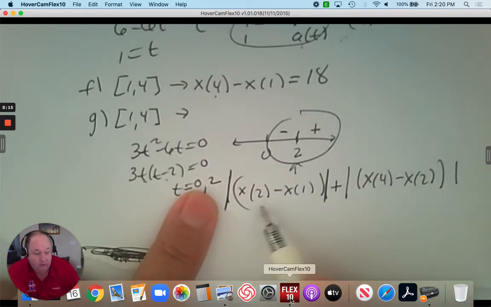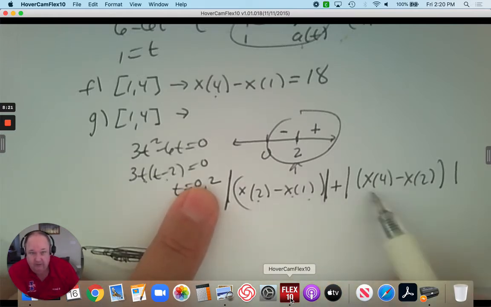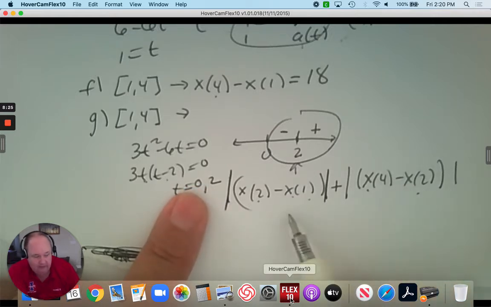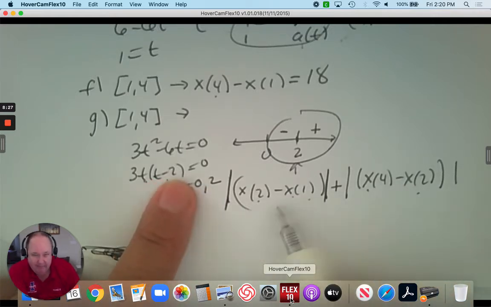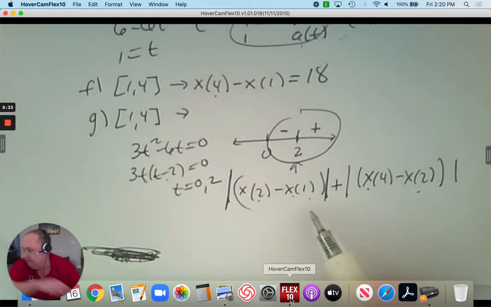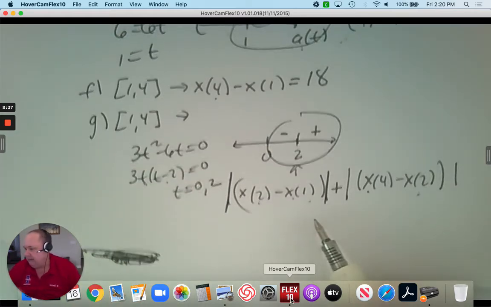So you'd use your calculator. You'd plug in positive 2 and positive 1 and subtract. You plug in positive 4 and positive 2 and subtract. And then whatever answer you come up with, it's the absolute value. So these are positive numbers. So if you did it, the correct answer would be 22.